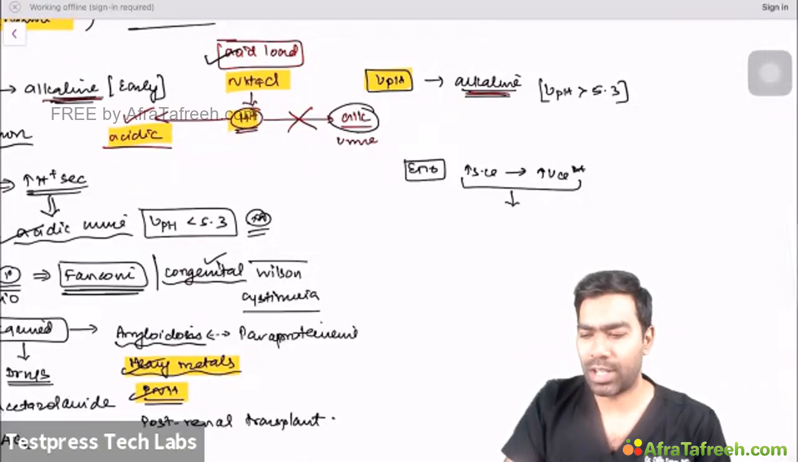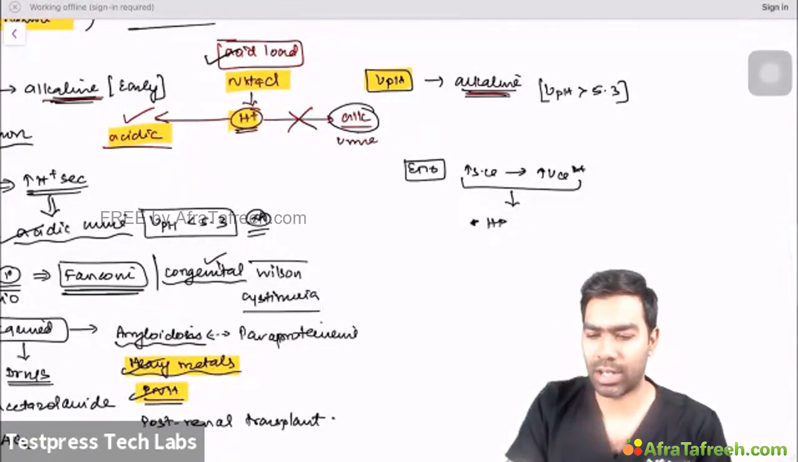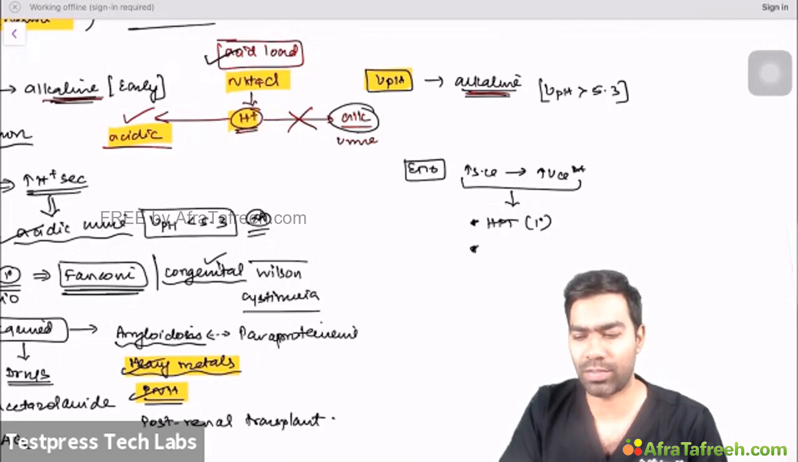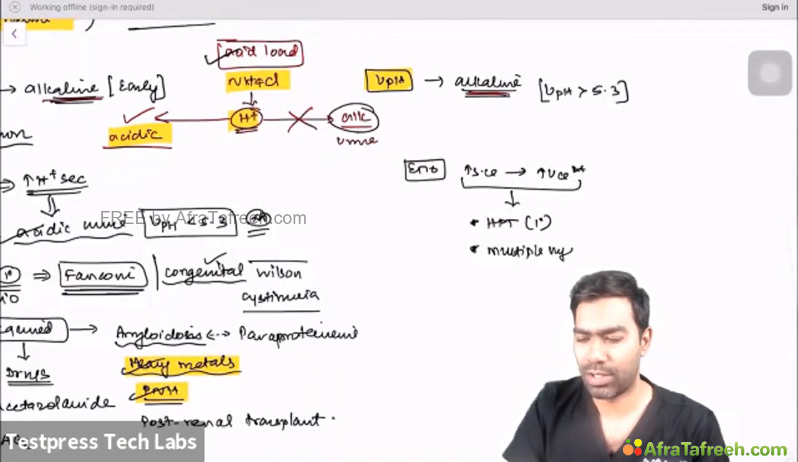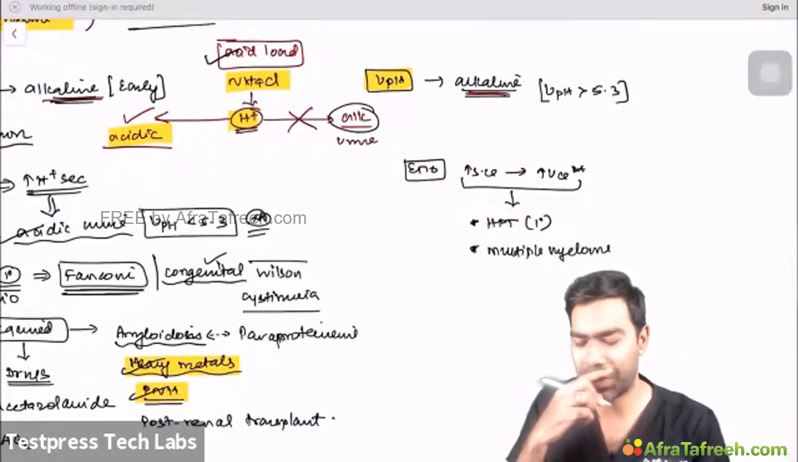So typically, this happens in the setting of hyperparathyroidism. Number one, I can write HPT. Hyperparathyroidism, especially primary hyperparathyroidism, can produce this kind of scenario. Then multiple myeloma can produce this kind of scenario. Remember that about multiple myeloma.